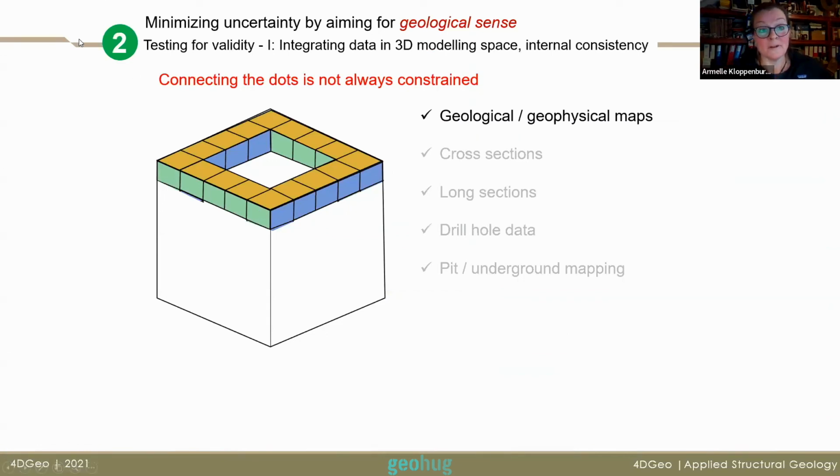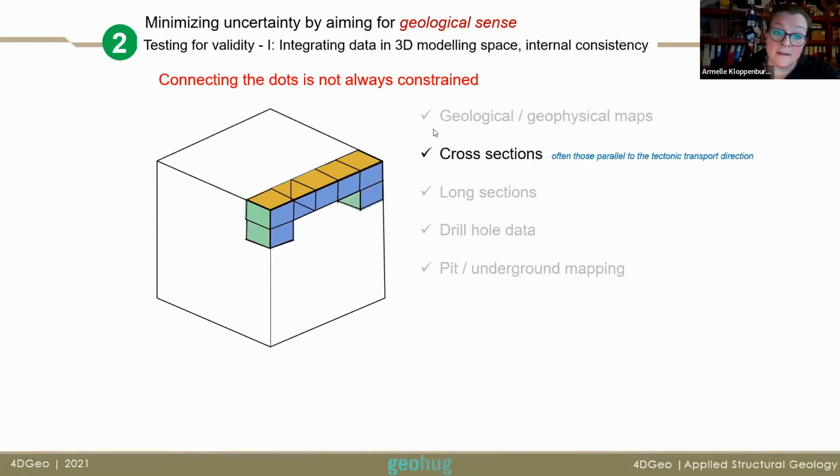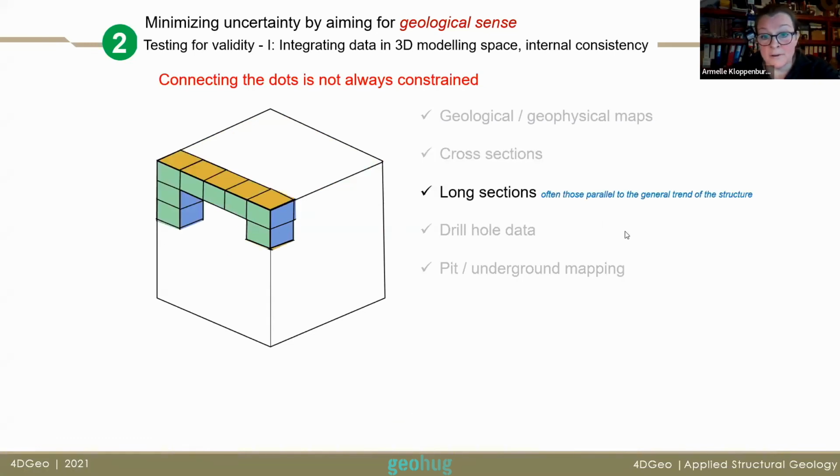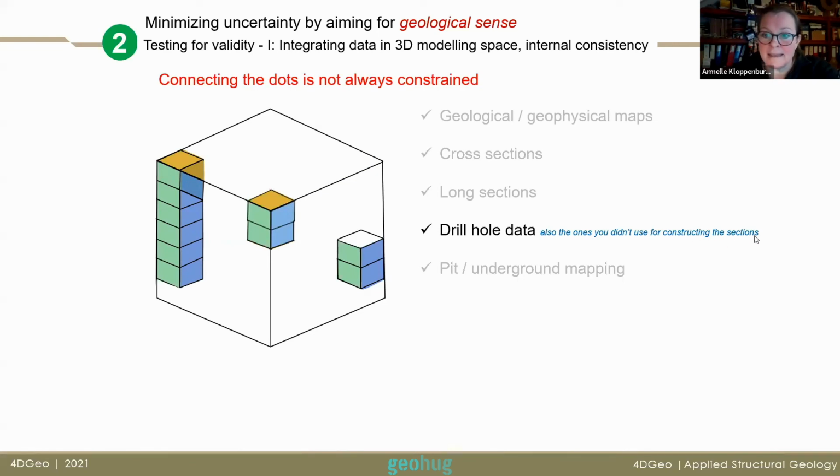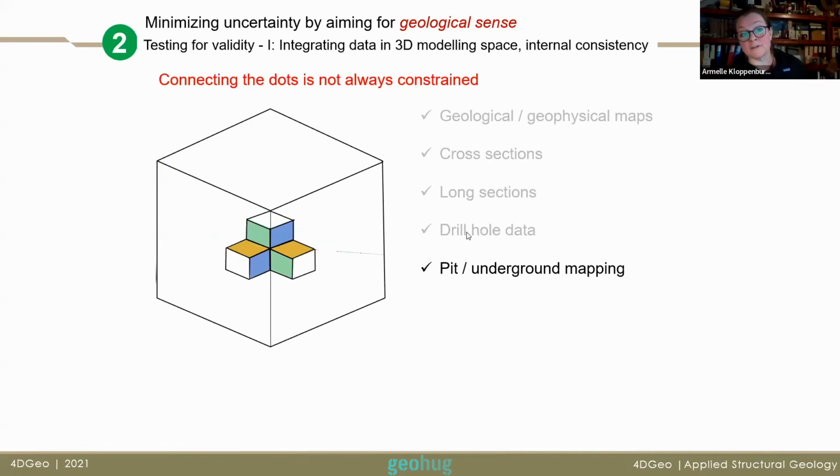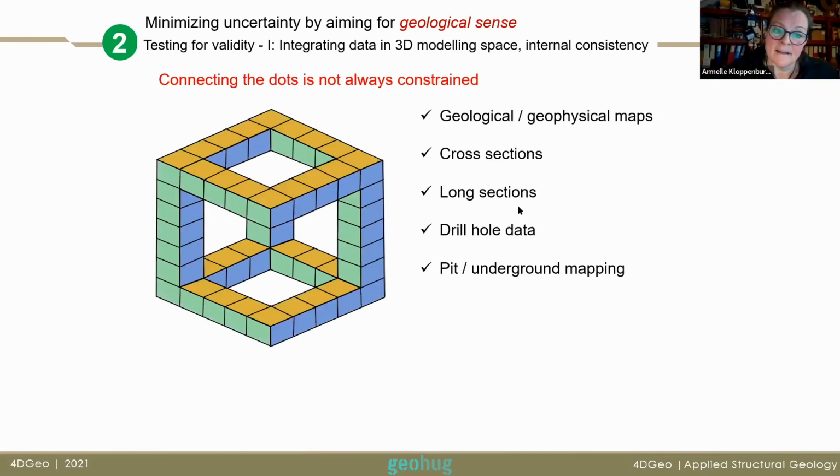Point number 2, testing for validity. So testing whether your interpretation is possible, makes sense, is consistent. What you need to do for that is integrate your data into 3D modeling space, and that includes geological and geophysical maps, your cross sections, your long sections, your drill hole data, also the ones that you didn't use yet for constructing those sections, and your pit or your underground mapping. And then a warning is that when you put everything together and you connect the dots, that model is not always constrained, and therefore your connection is not always right. So you still need to test your interpretation for validity.